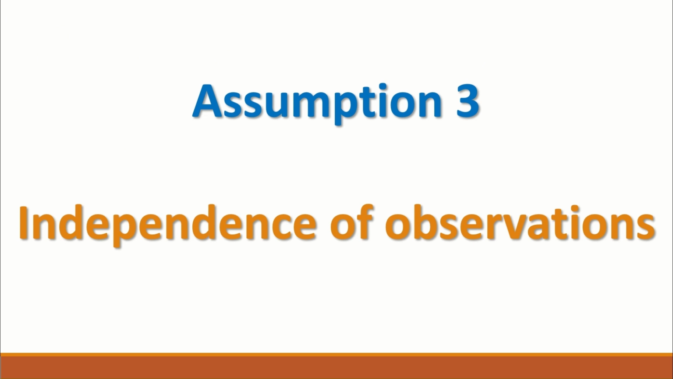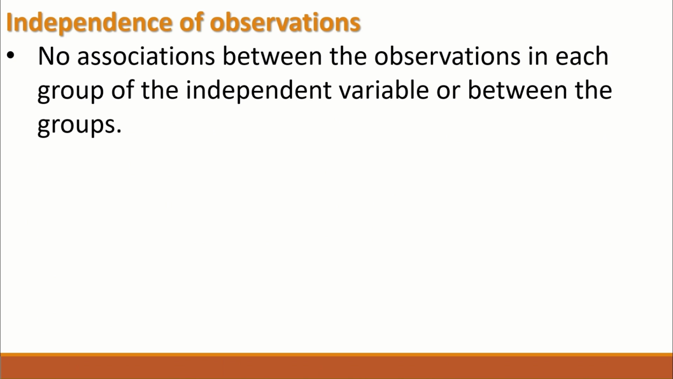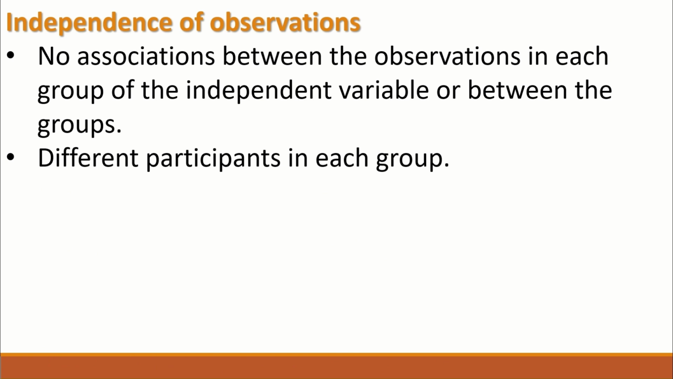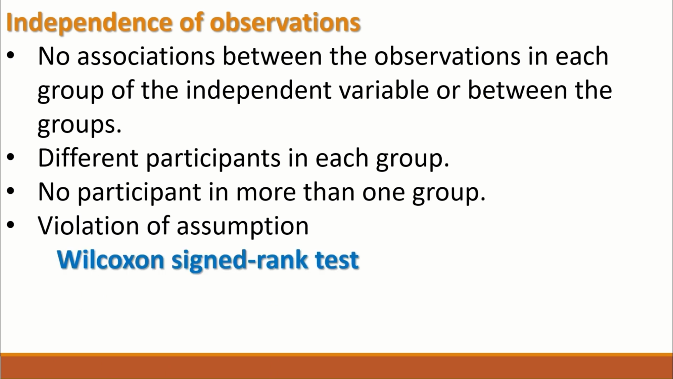The third assumption is the independence of observations. What does that mean? No associations between the observations in each group of the independent variable or between groups. So different participants in each group. No participant participates in more than one group. If this assumption is violated, then you need to use the Wilcoxon Signed-Rank Test for paired samples.